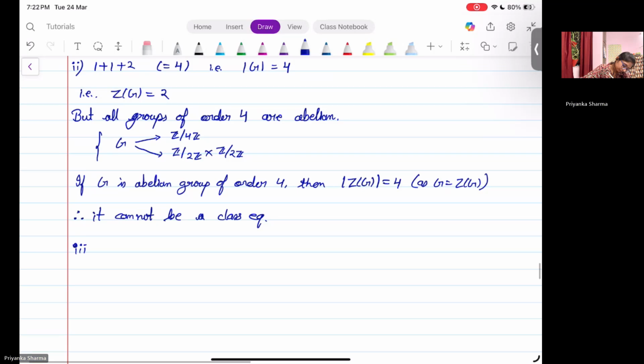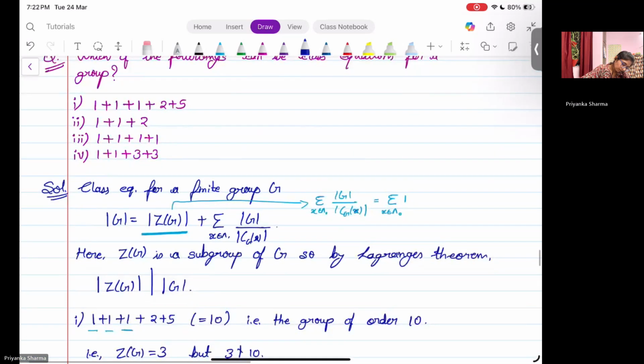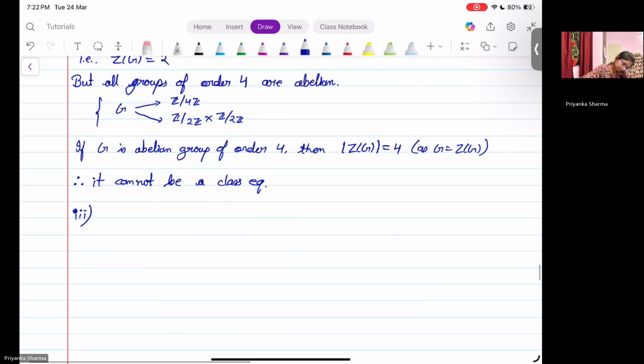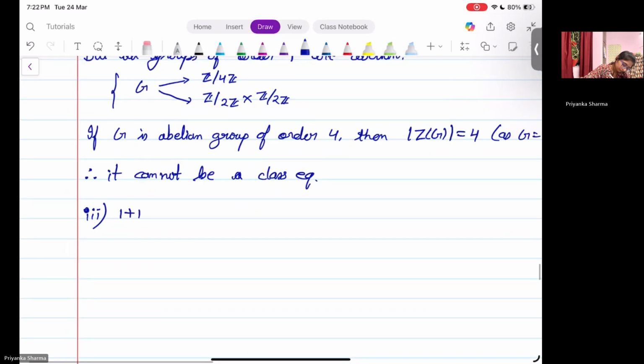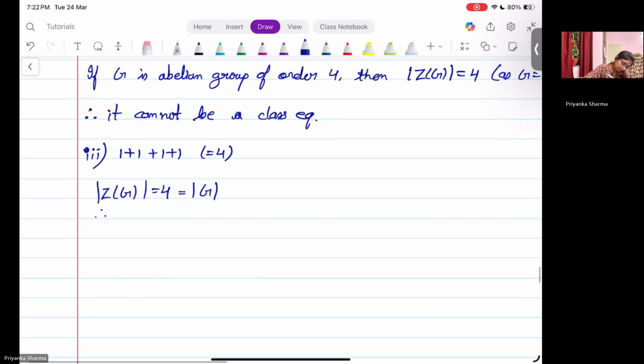Third one, 1 plus 1 plus 1 plus 1. That is a group of order 4 whose center has 4 elements. Therefore, G is isomorphic to Z mod 4Z. So yeah, we can say it is a class equation.